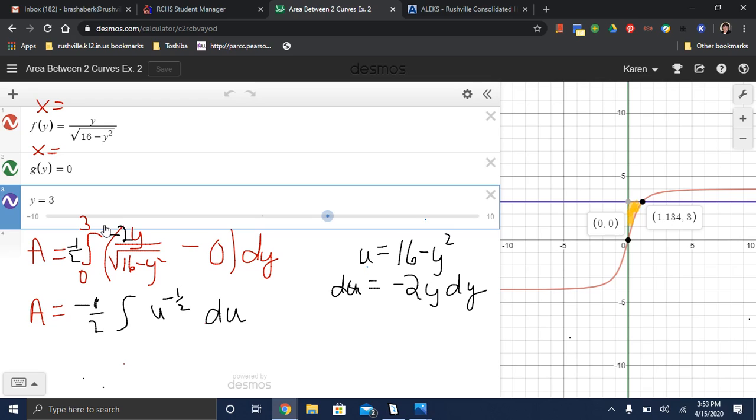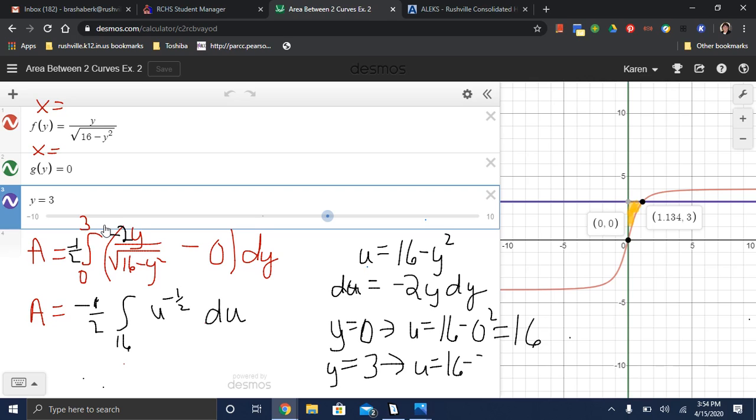And I'm going to adjust our limits of integration. So when u equals 0, when y equals 0, then u will equal 16 minus 0 squared. So 16. That'll be our lower limit of integration. And then when y equals 3, then u would equal 16 minus 3 squared, 16 minus 9 making 7. So our upper limit of integration would be 7.